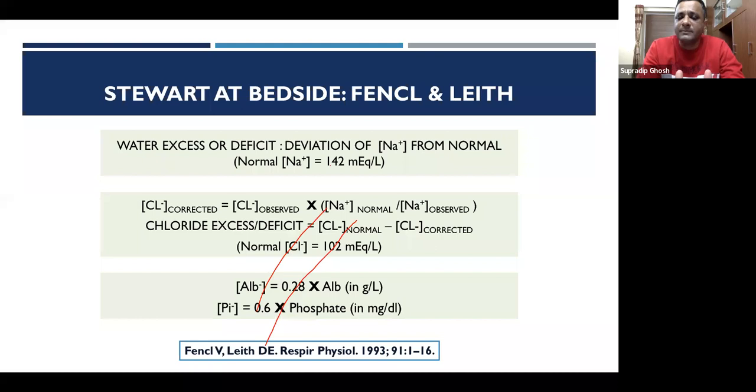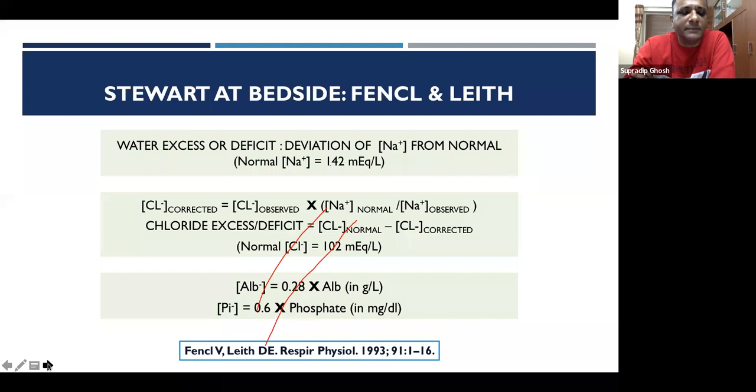Similarly, Figge and Fencl have given a calculation for albumin as given in the formula. Albuminate is nothing but 0.28 into albumin in gram per liter, whereas phosphate is 0.6 into phosphate in milligram per deciliter. So these are the formulae which need to be remembered if you are so fond of doing calculations. Otherwise, simplistically, you can go ahead with just sodium, chloride, and albumin.